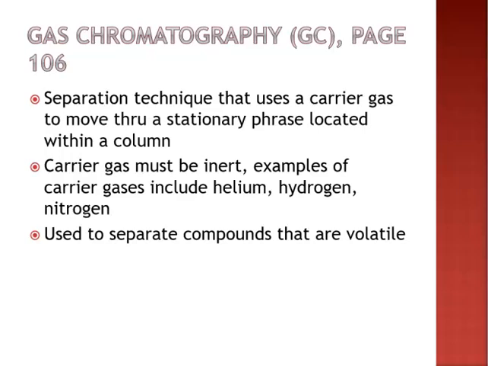The next type of chromatography is gas chromatography, or GC. It's a separation technique that uses a carrier gas to move through a stationary phase located within a column. The carrier gas must be inert, meaning generally unreactive. Examples of carrier gases include helium, hydrogen, and nitrogen. This methodology is used to separate compounds that are generally volatile.